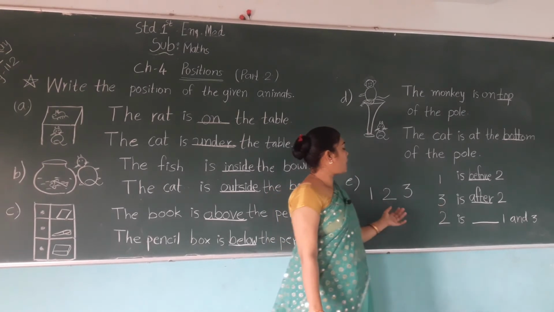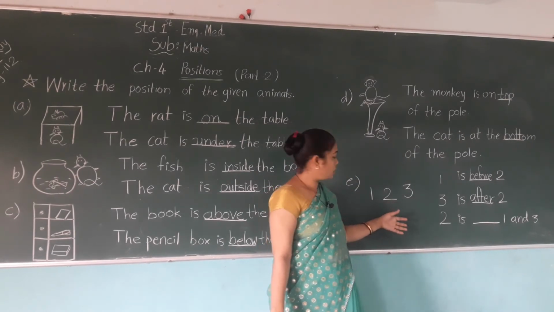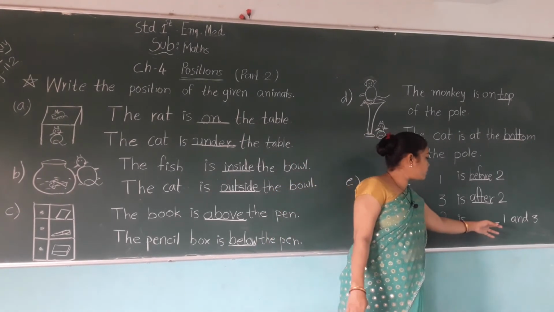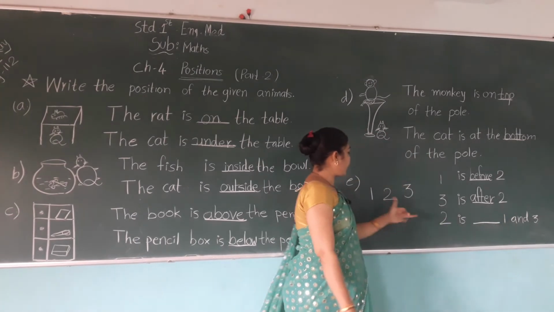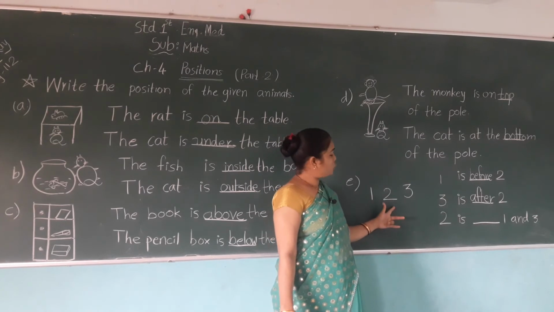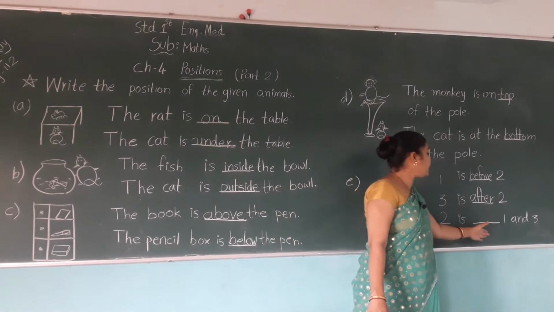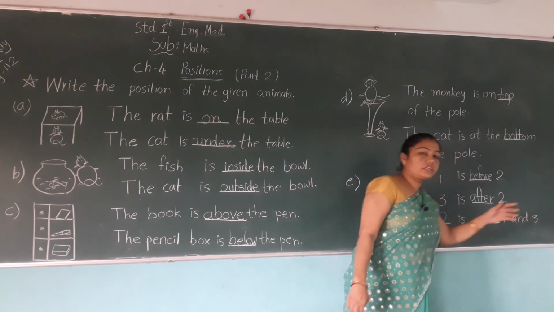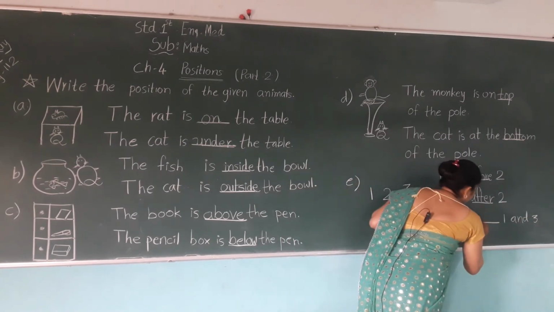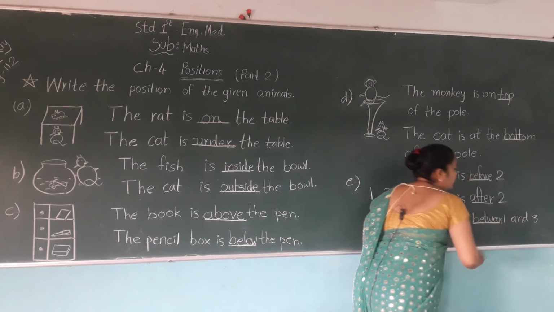Now what is the position of 2? 2 की पोजीशन कौन सी है? तो 2 is dash 1 and 3. तो 1 and 3 के between क्या आता है? 2. तो what is the position of 2? Between. 2 is between 1 and 3. B-E-T-W-E-E-N. Between.